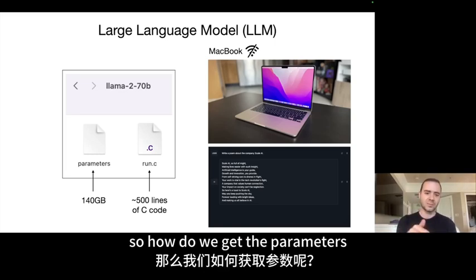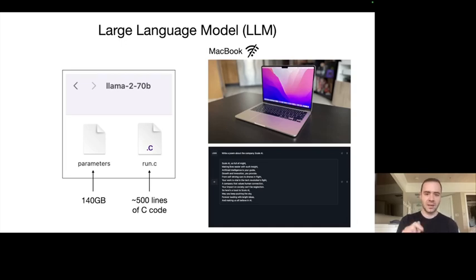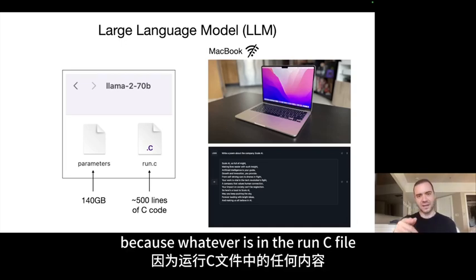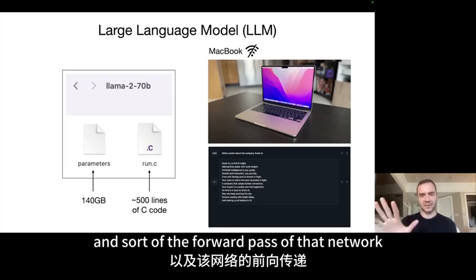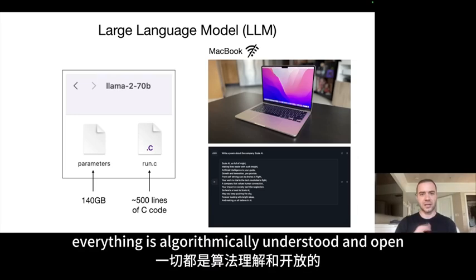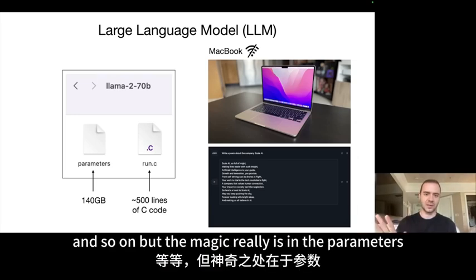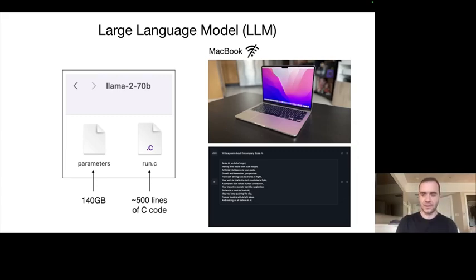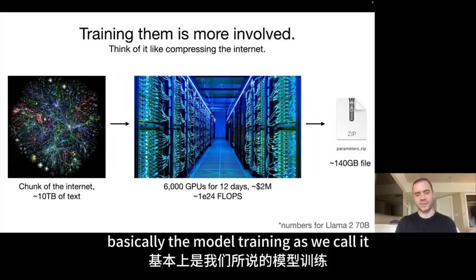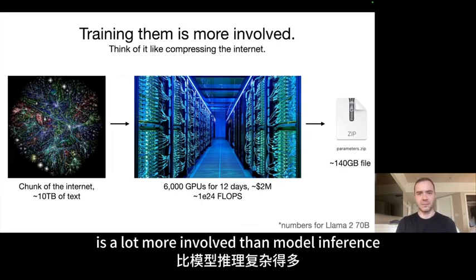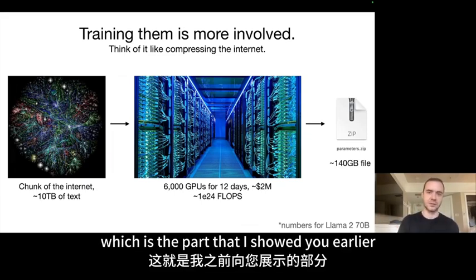So how do we get the parameters and where are they from? Because whatever's in the run.c file, the neural network architecture and the forward pass of that network, everything is algorithmically understood and open. But the magic really is in the parameters, and how do we obtain them? To obtain the parameters, the model training, as we call it, is a lot more involved than model inference, which is the part that I showed you earlier.